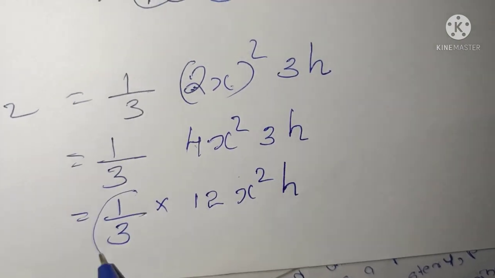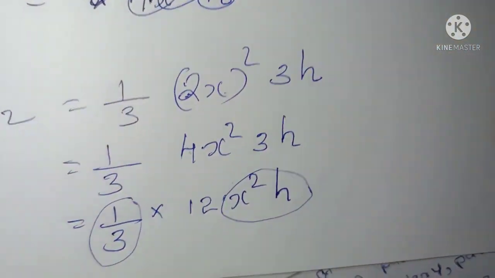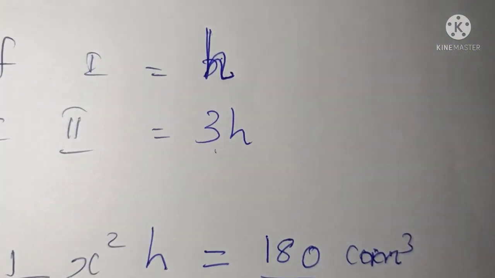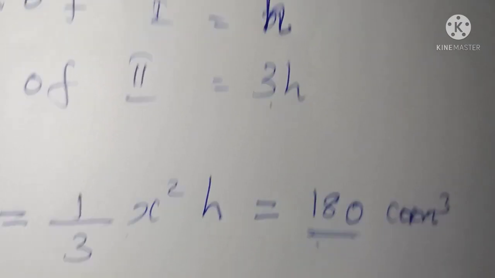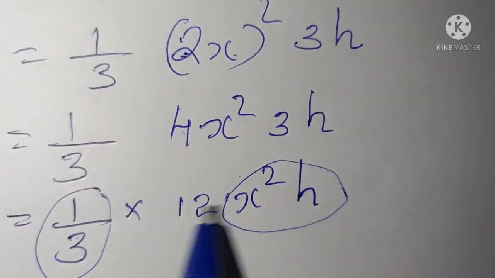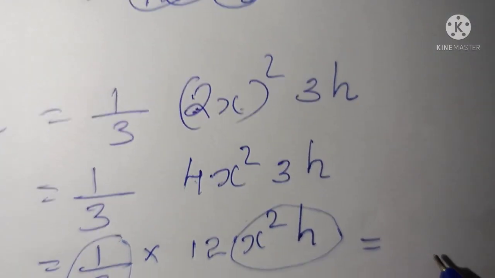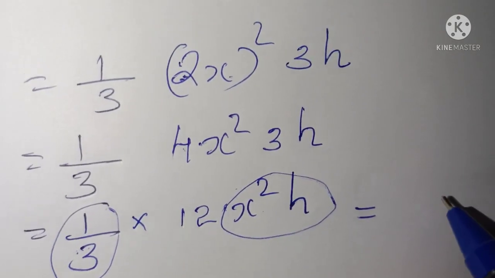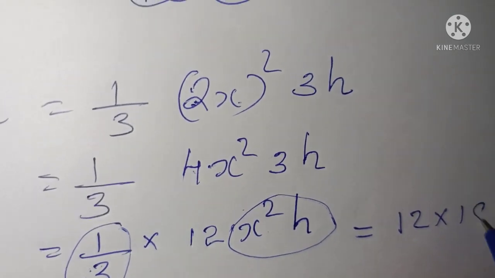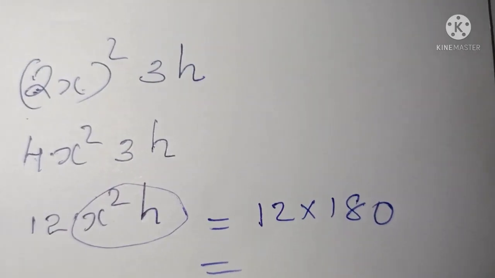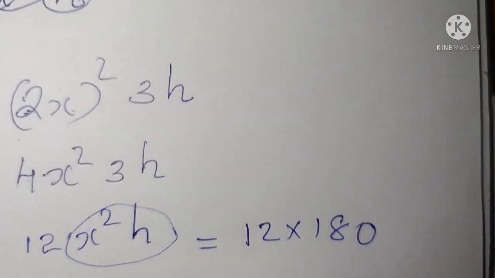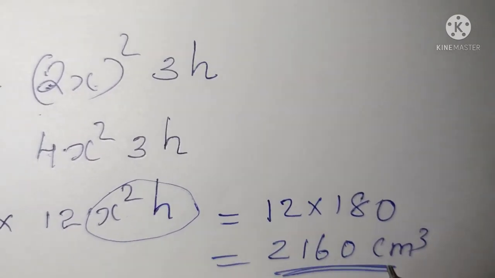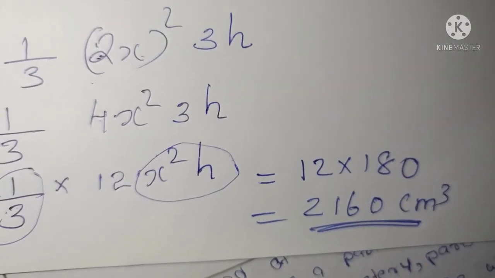Here we have 1 by 3 x square h is equal to 180. So instead of this 1 by 3 x square h, we can substitute the value 180. Then the volume of the second is equal to 12 into 180. 12 into 180 is equal to 2160 cubic centimeter. That is the volume of the pyramid.